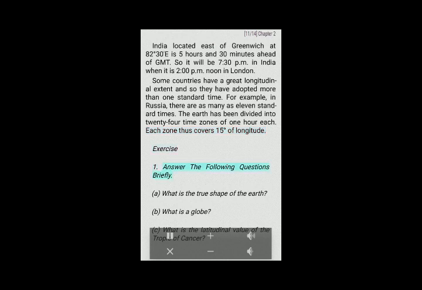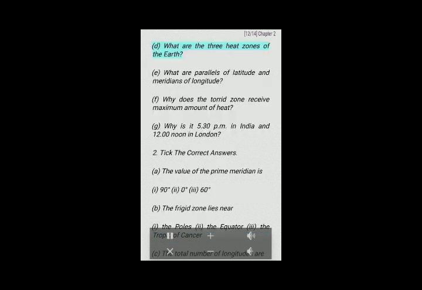Exercise 1. Answer the following questions briefly. A. What is the true shape of the Earth? B. What is a globe? C. What is the latitudinal value of the equator? D. What are the 3 heat zones of the Earth? E. What are parallels of latitude and meridians of longitude? F. Why does the torrid zone receive maximum amount of heat? G. Why is it 5:30 p.m. in India and 12:00 noon in London?